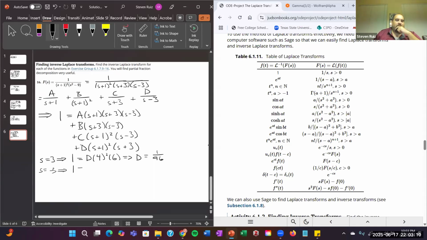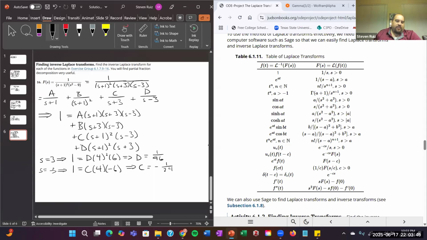So now I have 1 equals C times -3 plus 1, so that's -2, squared, so 4, times -3 minus 3, so that's -6. So that gives me that C is equal to -1 over 24. All right, so I got 2 of my constants.